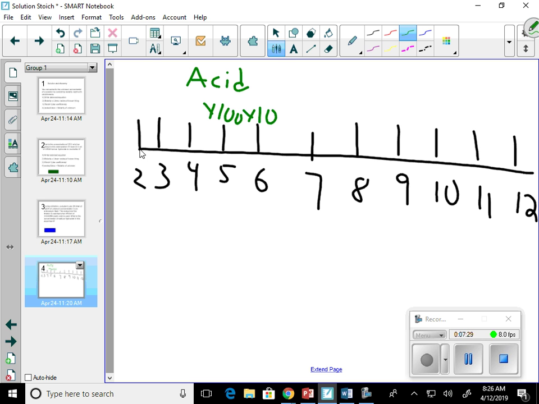A pH of 5 is 100 times more acidic than that neutral, which means it's 10 times more acidic than this. pH of 4 is 1,000 times more acidic, 10,000, 100,000, so on and so forth. As you get further away from 7, it becomes more and more and more acidic.